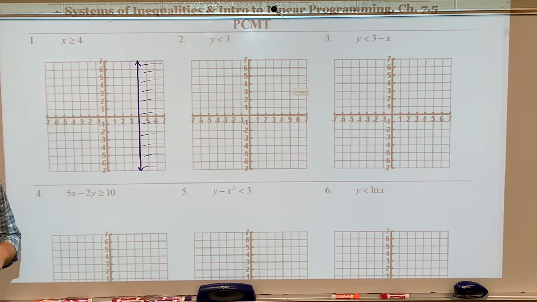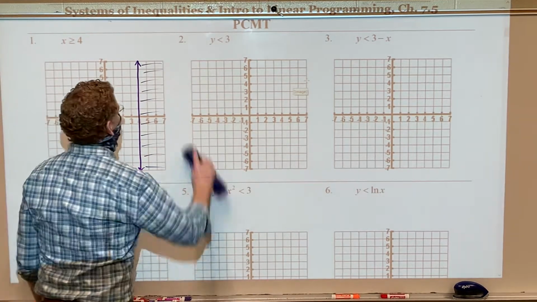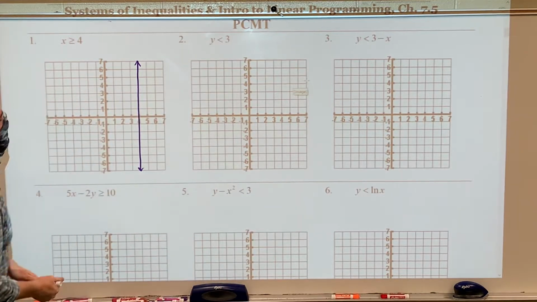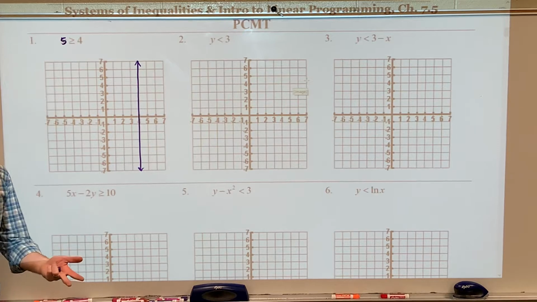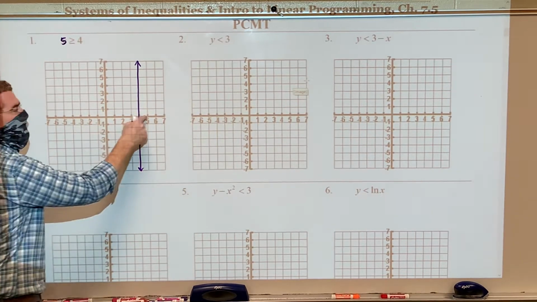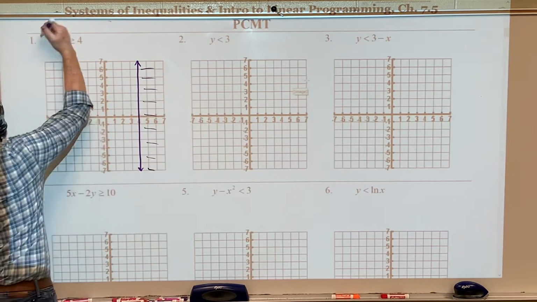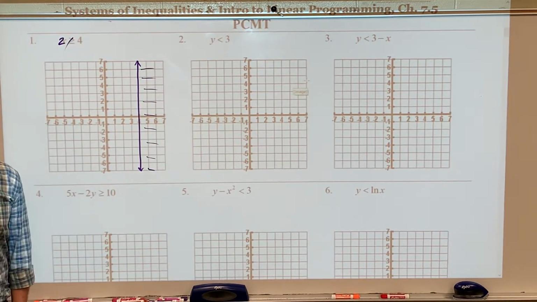Right? Now, another thing you could do is just pick a point. Like, if you're not quite sure about what the inequality is doing, pick any x value that's not on this line. Like, for instance, if I say x equals 5, that's a true statement. So I want to shade towards that 5, which would be shading to the right. If I pick something like x equals 2, that's a false statement. If it's a false statement, I don't want to shade.